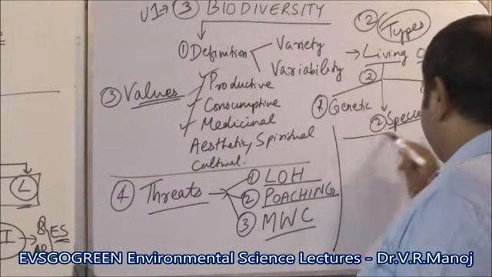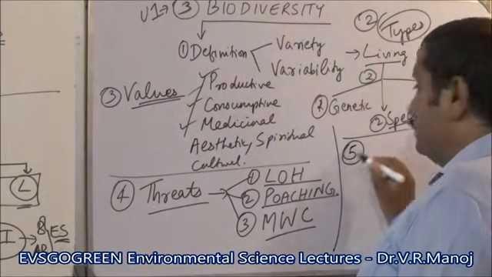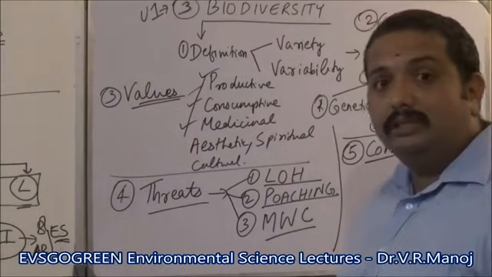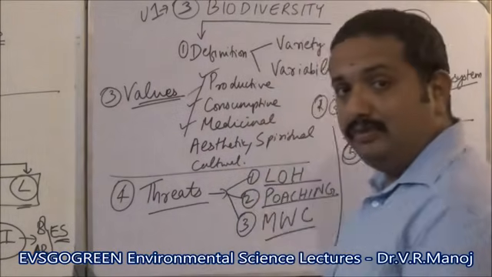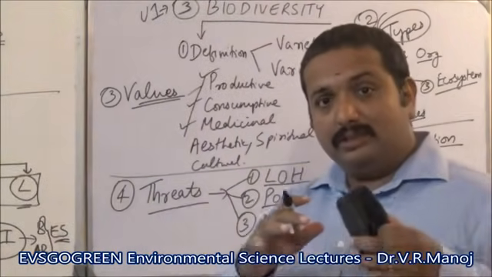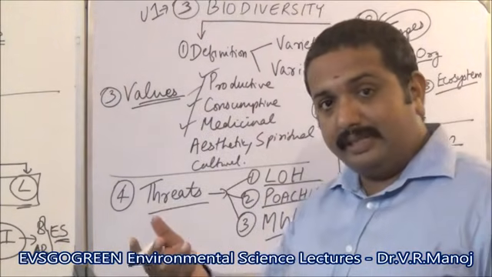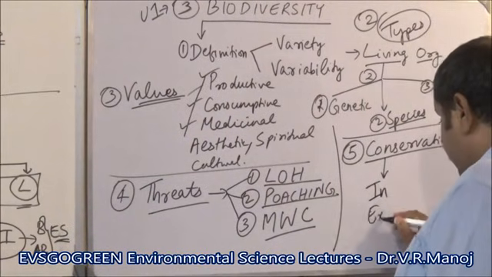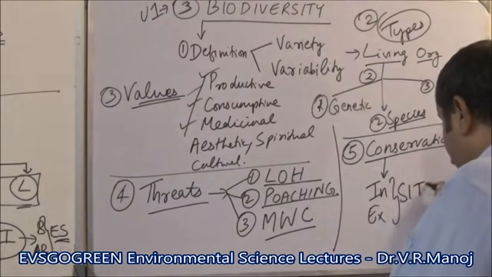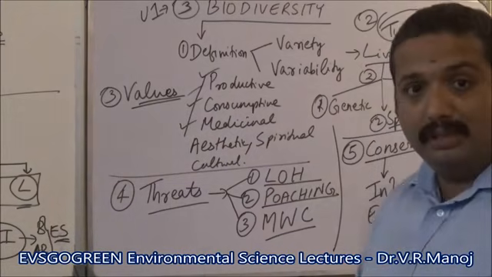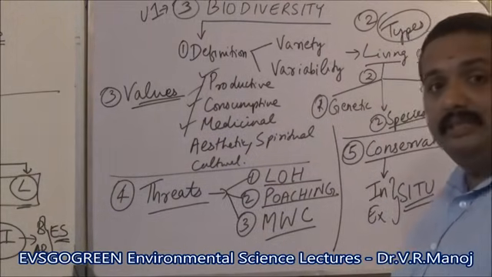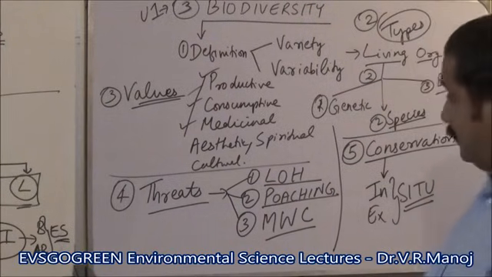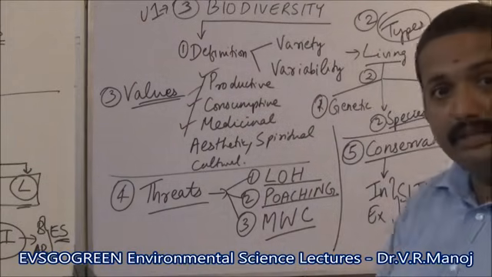Once you have identified the threats, then the 5th point is you need to know how to conserve them. There are 2 methods of conservation of biodiversity. If you conserve the species within its own habitat, then it is called as in situ. If you conserve it outside its habitat, then it is called ex situ. So, in ex situ, this is how you should remember. In situ conservation is the conservation within the habitat. Ex situ conservation is the conservation outside the habitat. Now these are the major things under biodiversity.